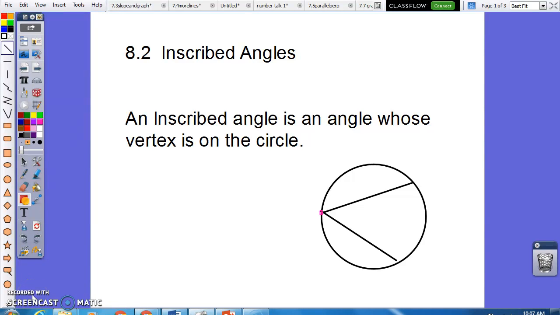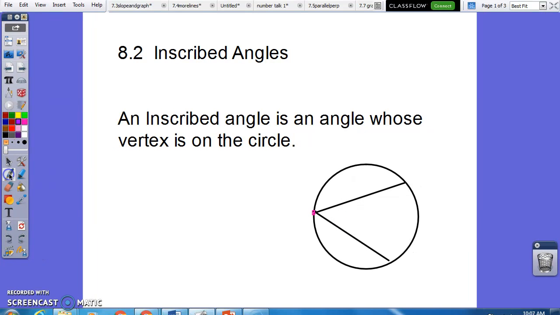Alright, section 8.2, Inscribed Angles. An inscribed angle is an angle whose vertex is on the circle. So this would be the vertex right there. That would be my vertex, so I'll call that point A. Call this point R, and this point T. So that is what we call an inscribed angle.